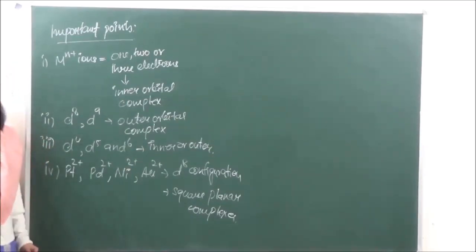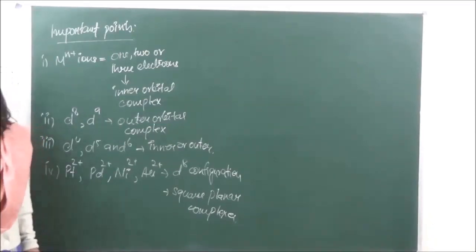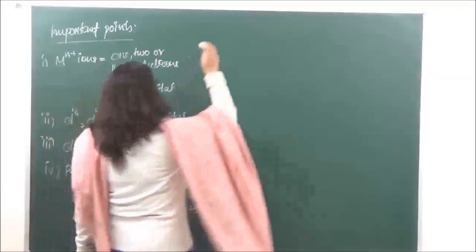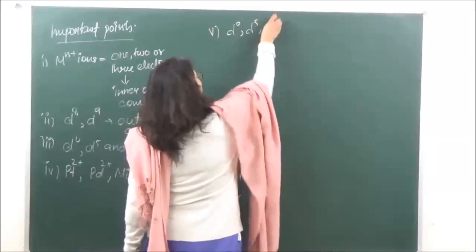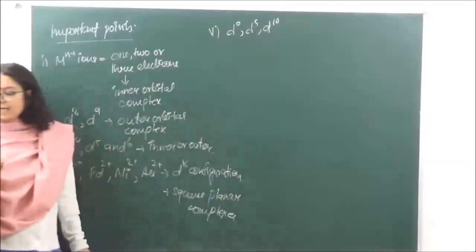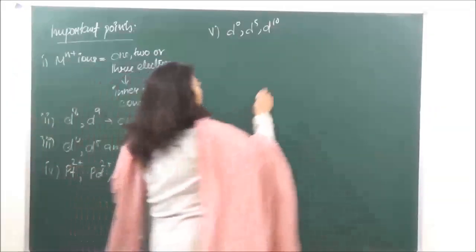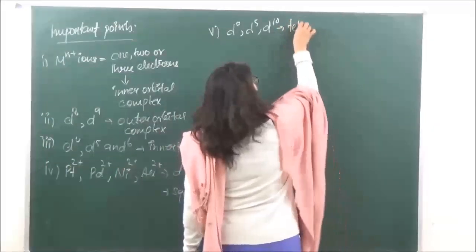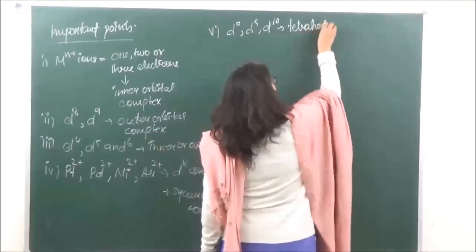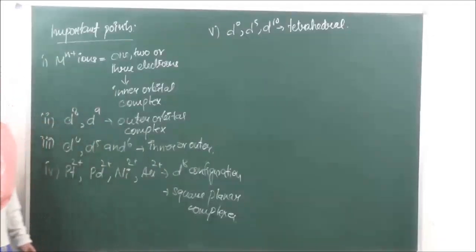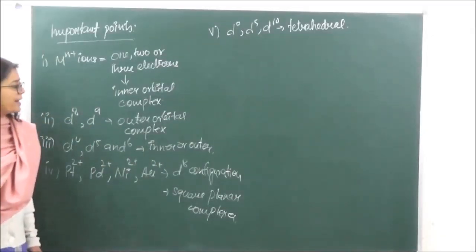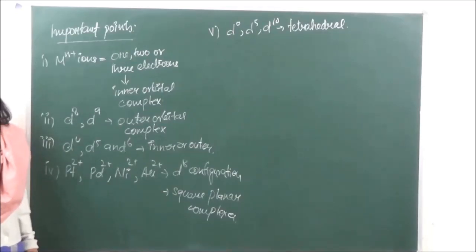which are having d8 configuration, they are going to form square planar complexes, and all those which have d0, d5 and d10, these are the configurations if present, then they are going to form tetrahedral complexes. Okay? So these are certain shortcuts or some points for you to manipulate the kind of complexes which are going to be formed. So with this we finish our valence bond theory.